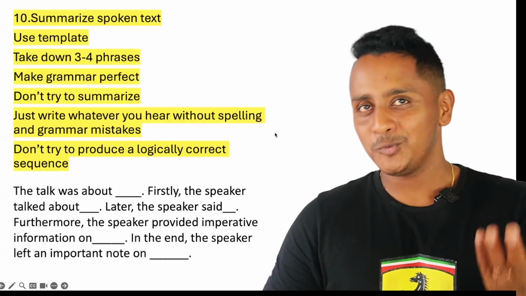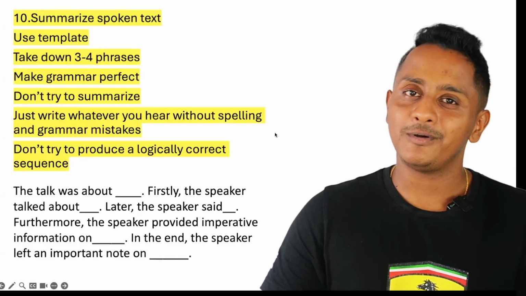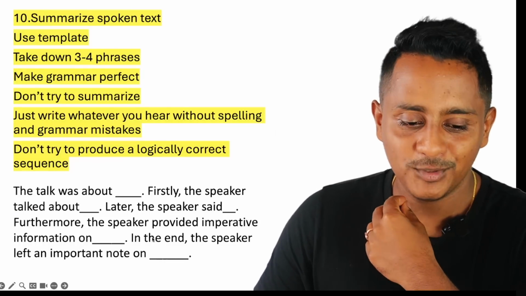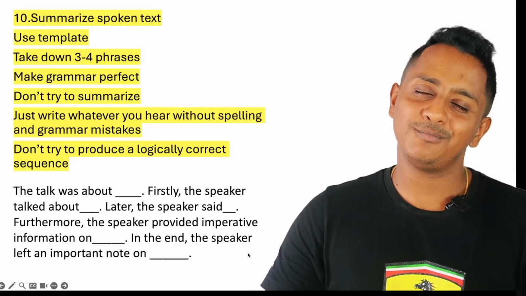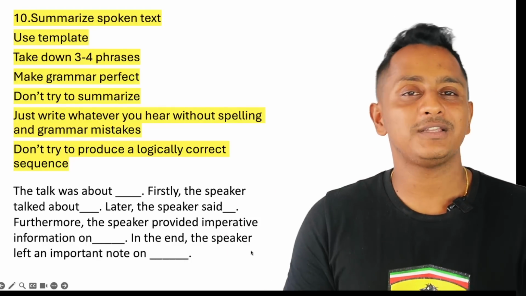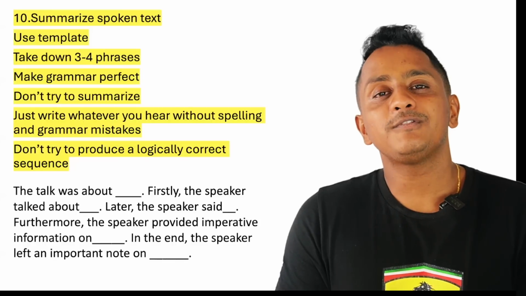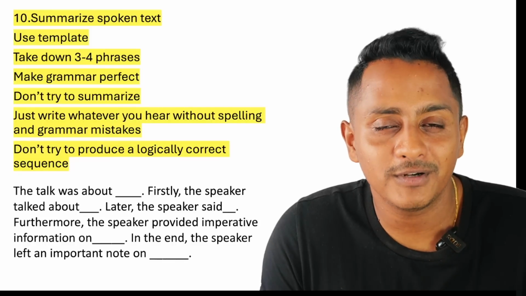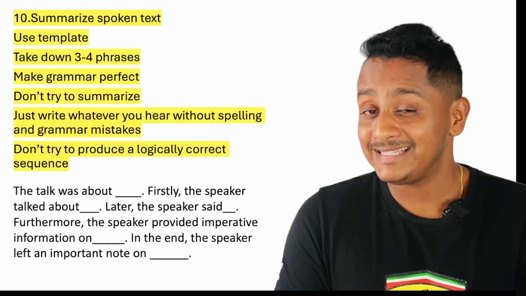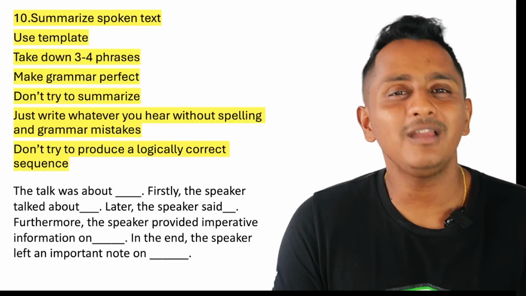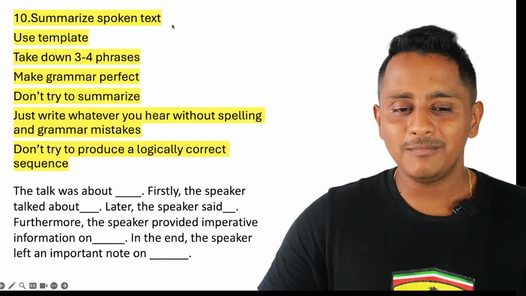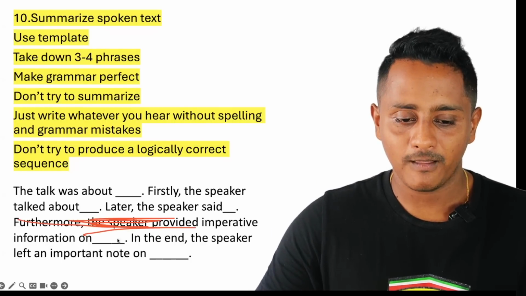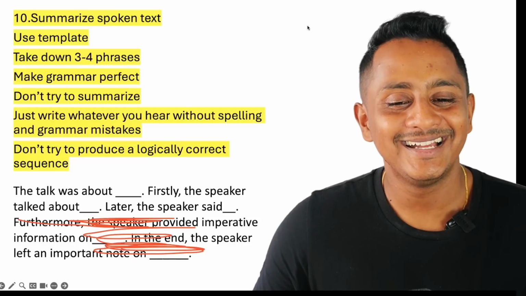Logically, not required. The talk was about, firstly the speaker talked about, later the speaker said, furthermore, the speaker provided imperative information on something. In the end, the speaker left an important note on small phrases. 4 to 5 small phrases, 60 to 65 words or 68 words, less than 70 words for PTE Academic. For PTE Core, 20 to 30 words. For them, the template will change. Same template, you just remove this. That's for PTE Core. Simple ones.